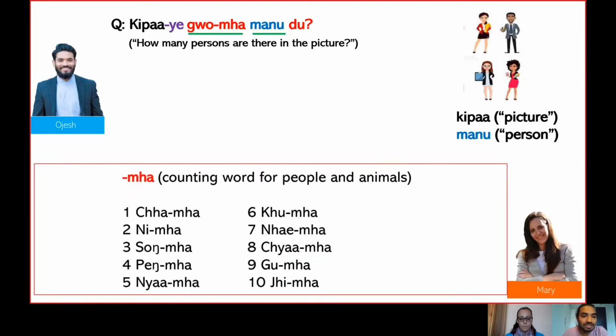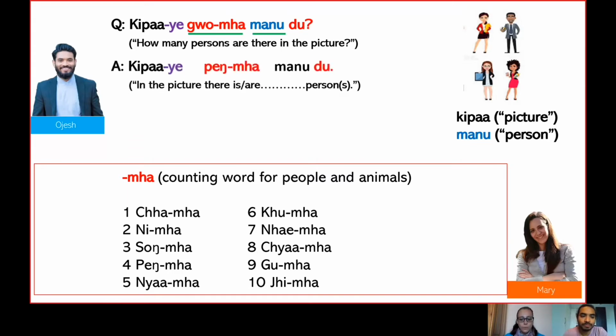The counting system from 1 to 10 in this case is chama, nima, swama, pema, nyama, kuma, nema, chama, guma, jima. So how can you answer the question Kipa goma manudu? Well, I can say Kipae pema manudu. In the picture, there are 4 people. That's right. Let's practice a bit.